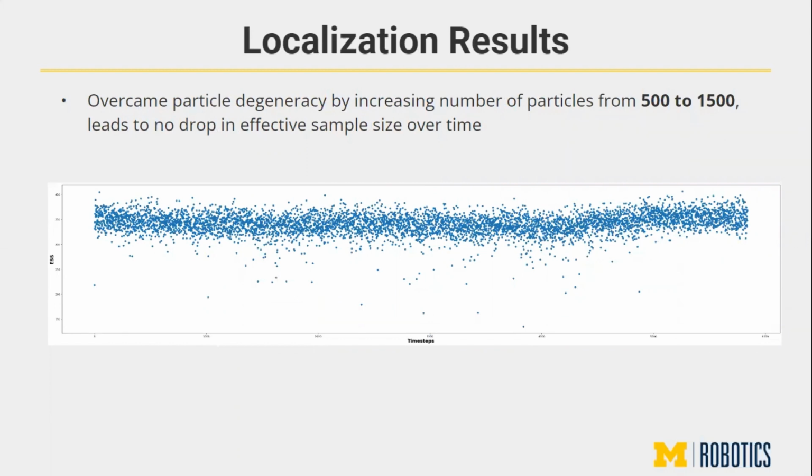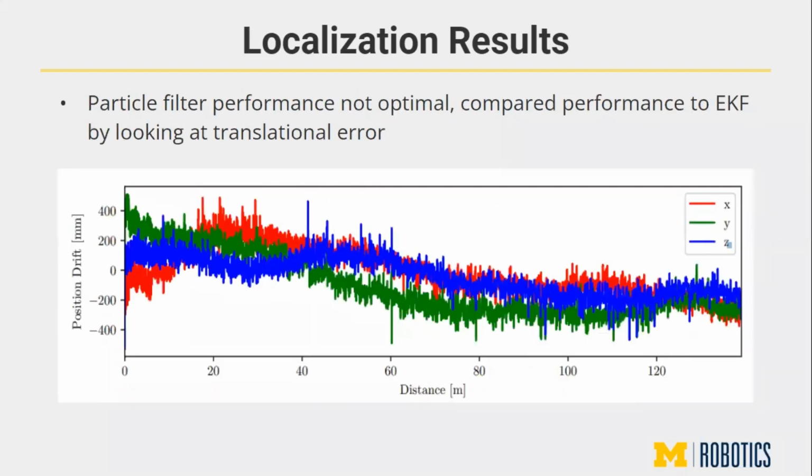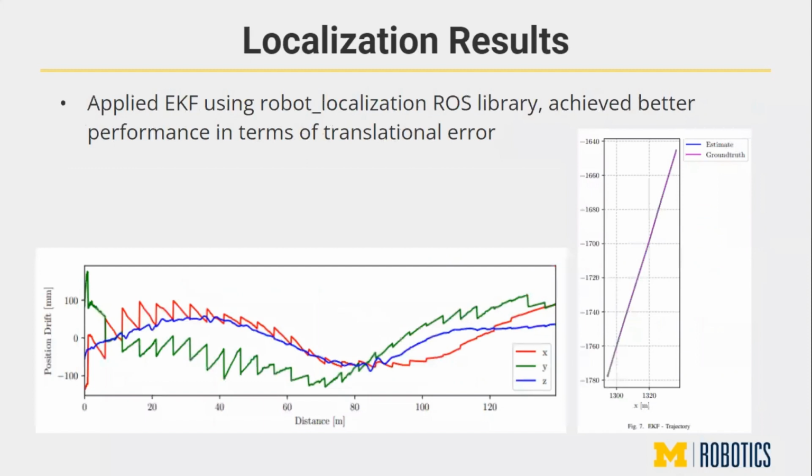Therefore, we went back and re-implemented the EKF using the robot localization package, which gave really good results in terms of accuracy, and we had an error on the order of millimeters.